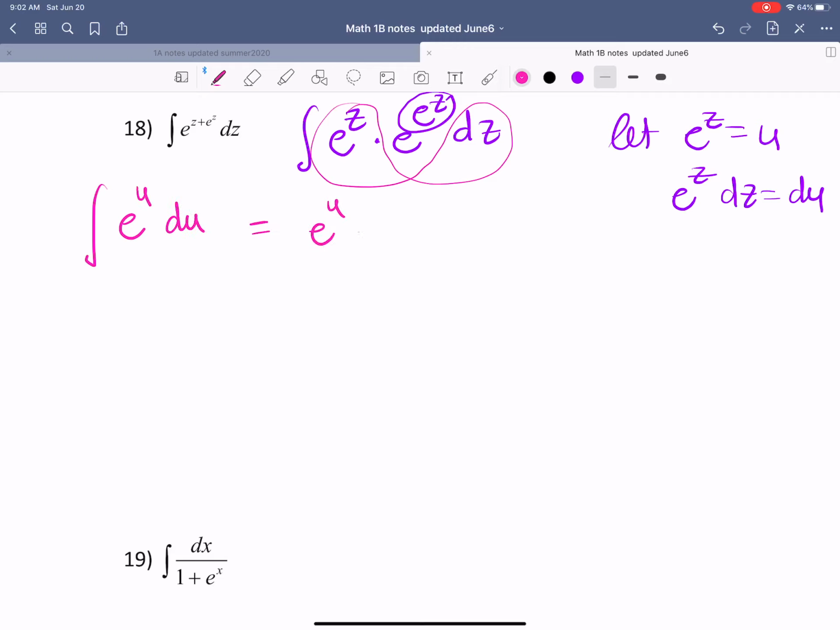Integral e to the power u is just e to the power u plus c. Let's go ahead and replace the u by whatever we called in the beginning. So it's e to the power z plus c. And that's my solution to that integration problem.